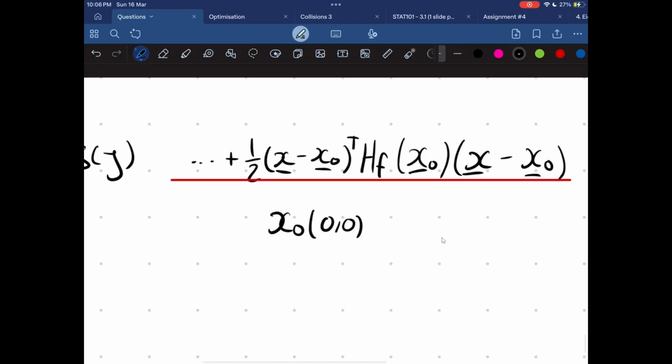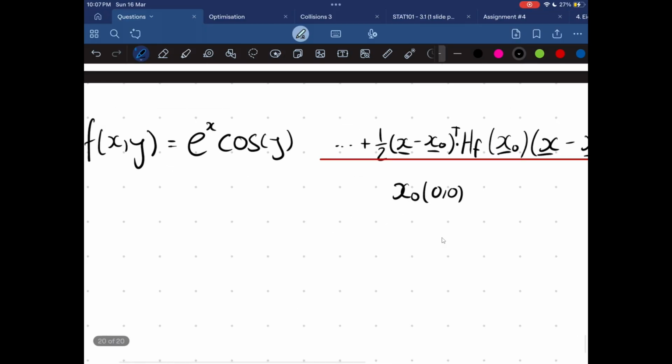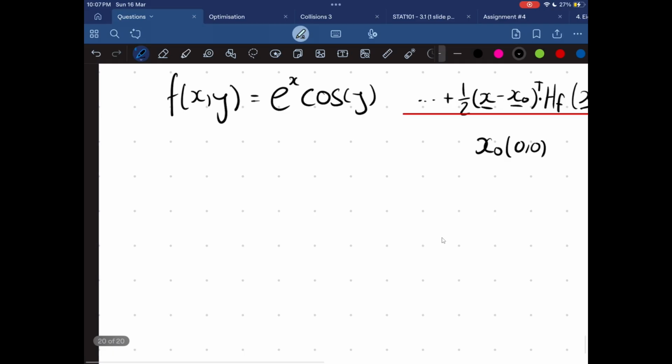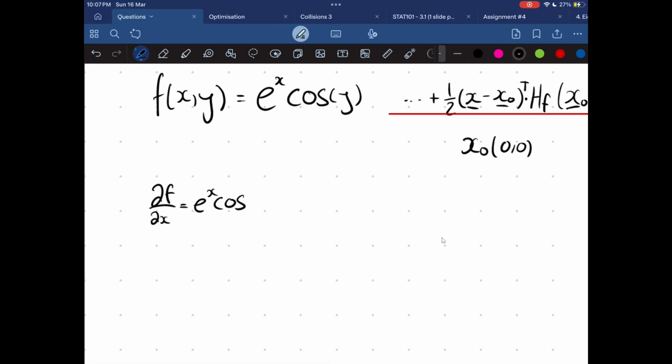Something to note as well is that here, where the transposed part, which is what this T means here, there's actually a dot product, which is something that I think the notation doesn't really cover quite easily unless you're familiar with the transpose notation and whatnot. So we already know our partial derivatives with respect to x is e to the x cos of y, and with respect to y, it's negative e to the x sine of y.